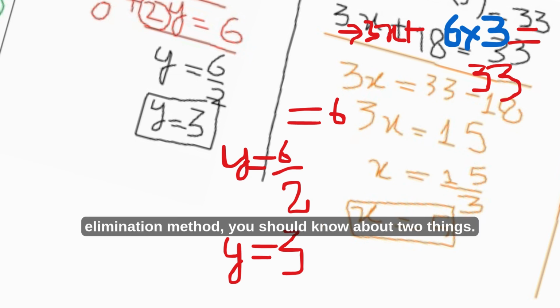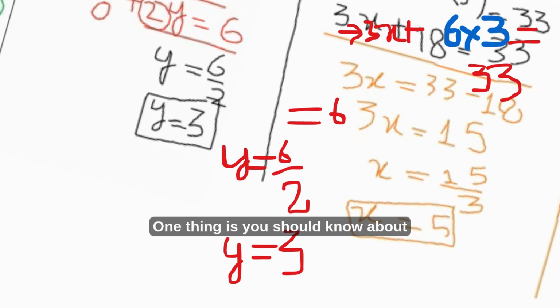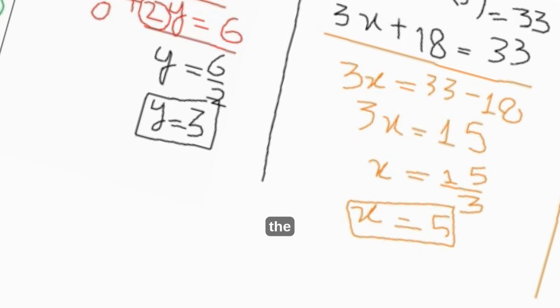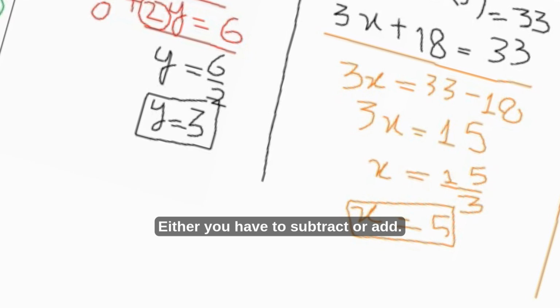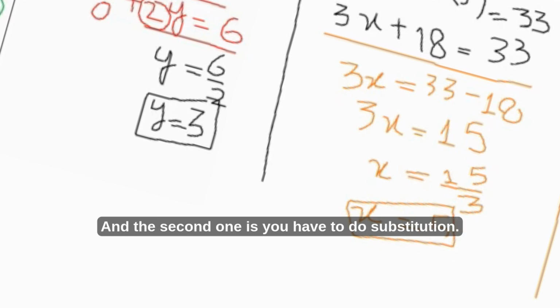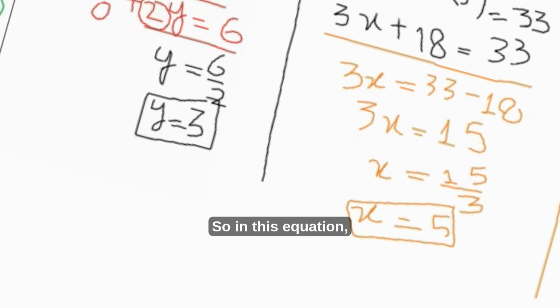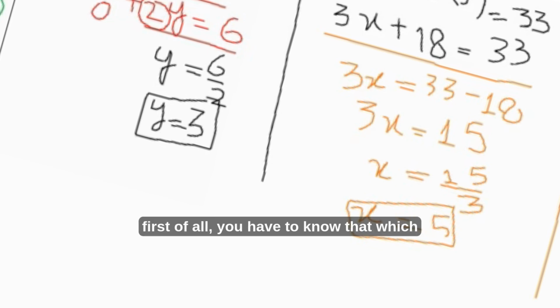So now you have to find out the value of x. You have to bring plus 18 to the right side and it will become minus 18. So 3x will be equal to 15 and x will be equal to 15 divided by 3. And the final answer is going to be 5. So x equals 5.